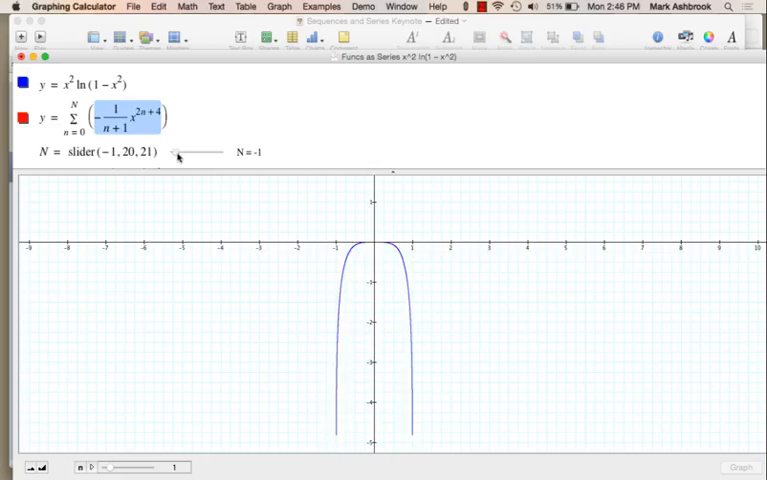Oh, this is a little different. Let's see. Yeah, I don't know. I have to find out. It might be a glitch in the program too.